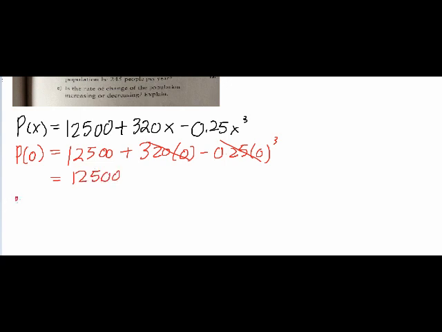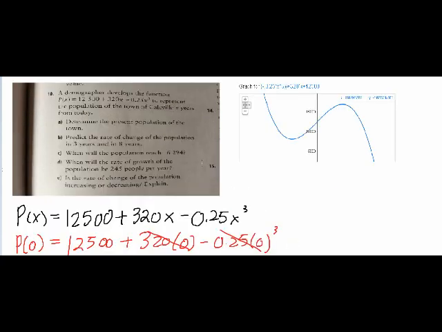So let's write a therefore statement. Therefore, the present population of Koutville is 12,500. So that's the answer for part A. Let's move on to part B.